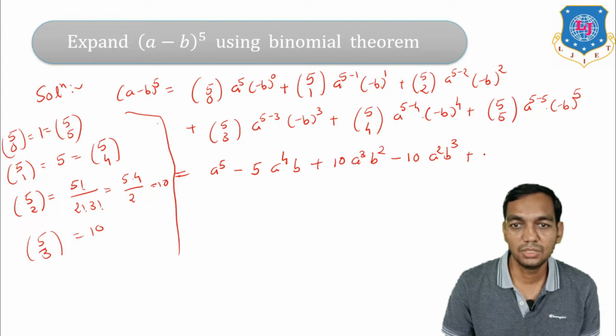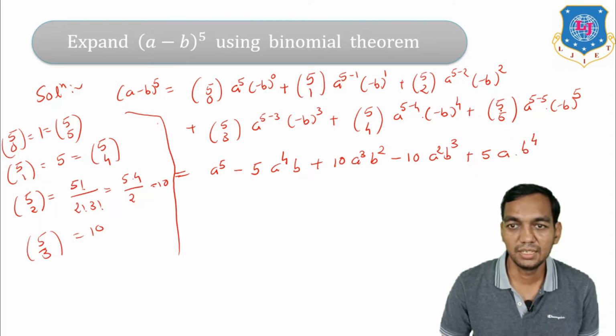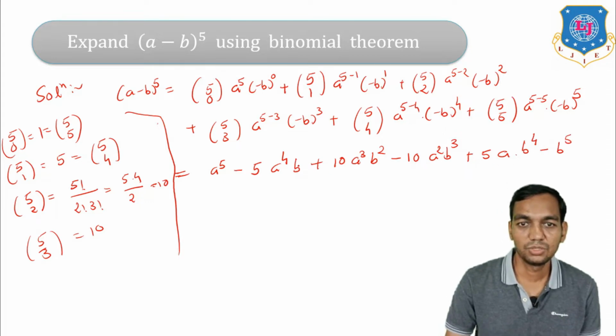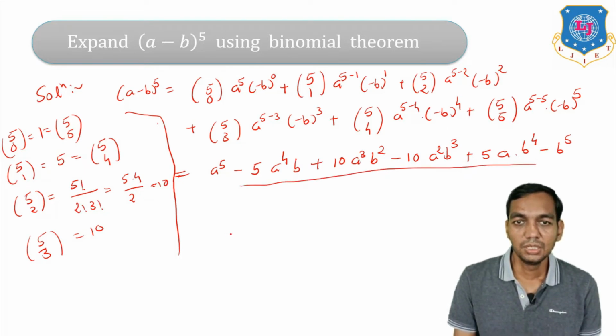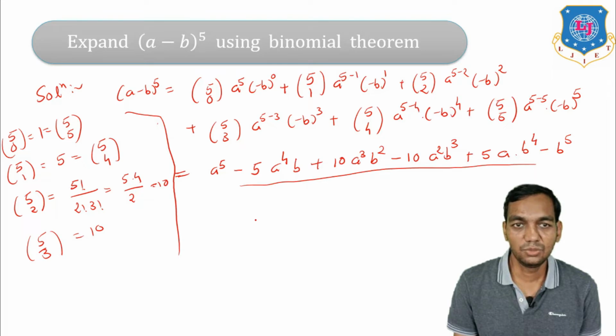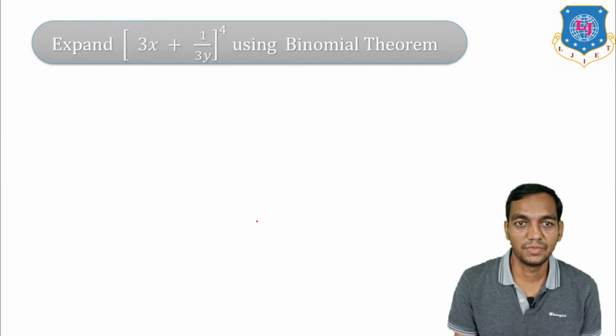Then 5C4, it has a value 5 into a into (minus b) raised to 4, that will be plus, so it is going to be a b raised to 4. And the last term 5C5 has a value 1, a raised to 0, (minus b) raised to 5, so that will be a minus of b raised to 5. So this is your answer of expansion. Okay. So this is the simple method to find the binomial expansion.